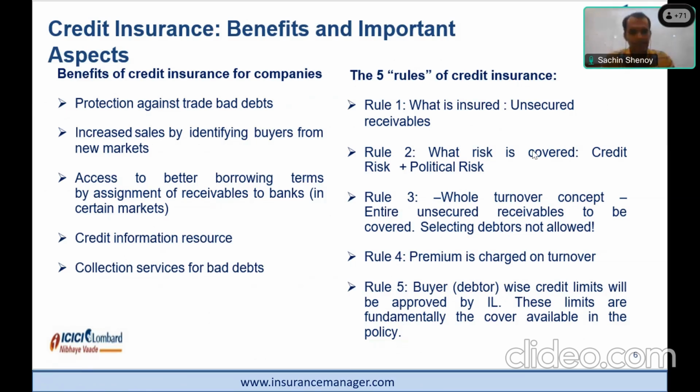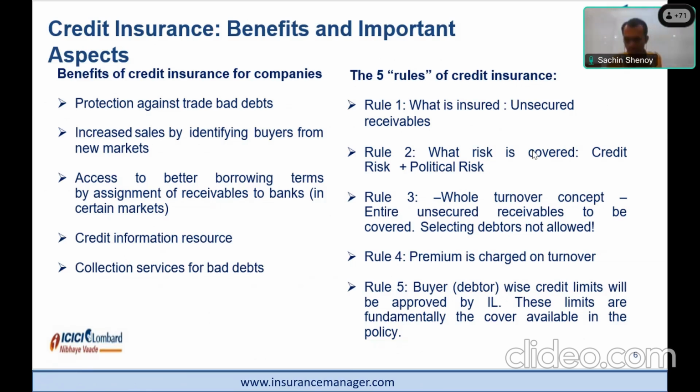The next is credit information resource. We have a database of more than 13,000 buyers across the world, and that resource would be available. When we say available, based on your request, we will share the information. That access is not for all the buyers, but for those with whom you are going to deal, and with respect to those buyers, information will be shared with you on their credit quality and how much exposure you can take.